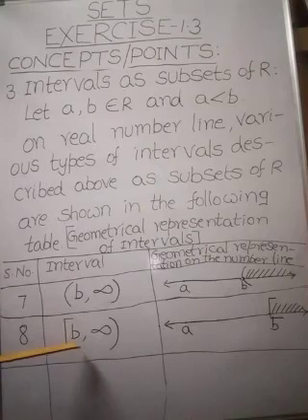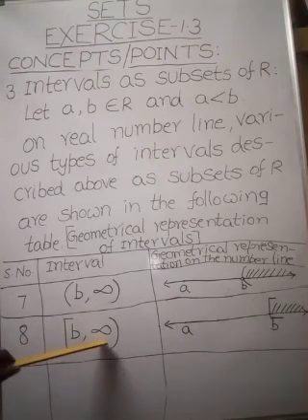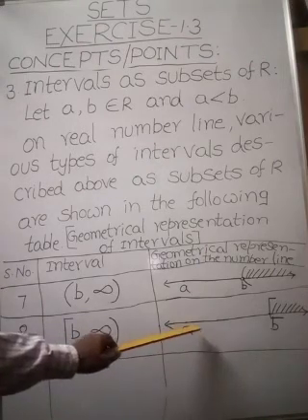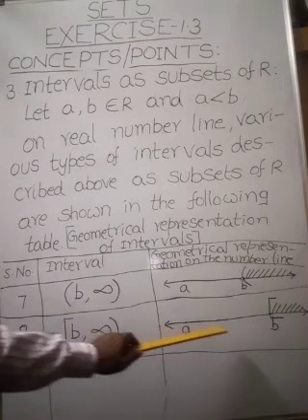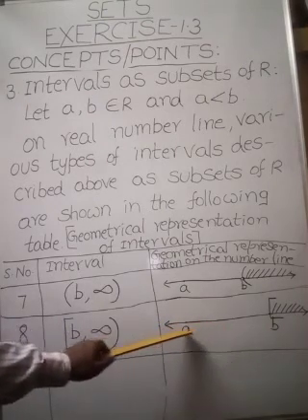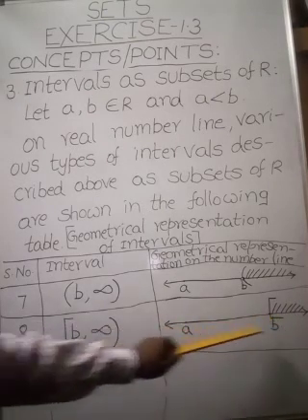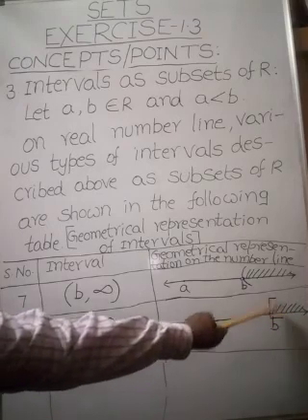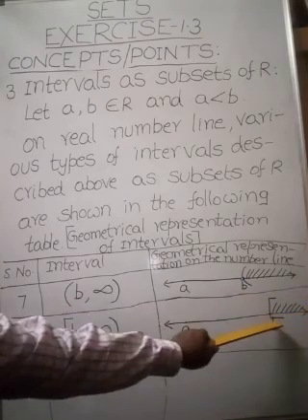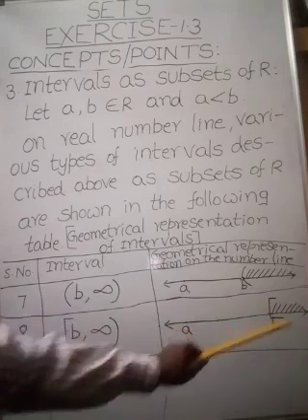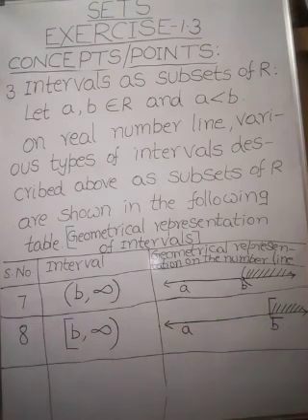And the last one, closed interval b comma infinity. To represent this interval geometrically on the number line, see here on the number line a comma b, all the numbers greater than b, including the number b. b is also an element in that interval. Understood these intervals and their geometrical representation, my dear children? Right.